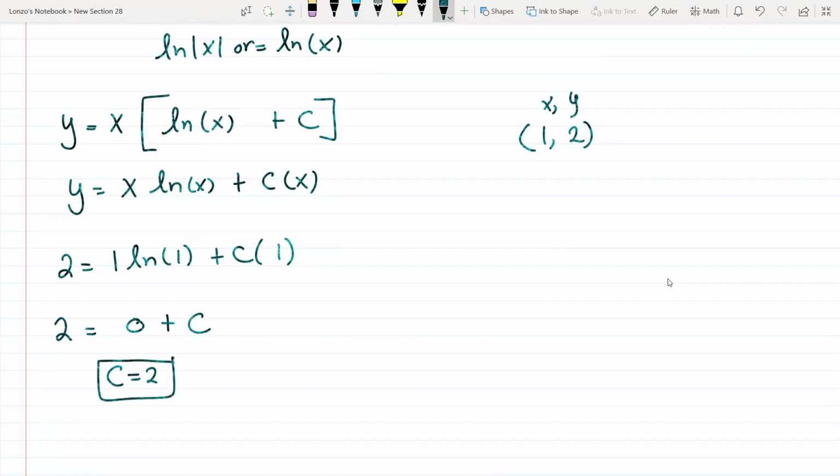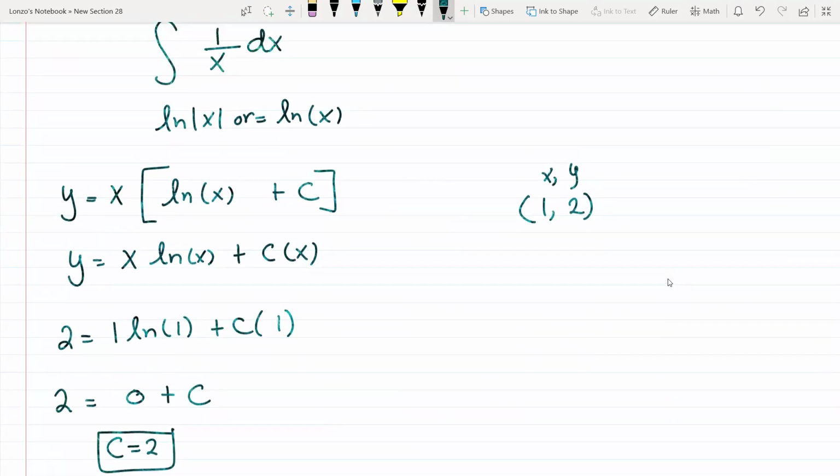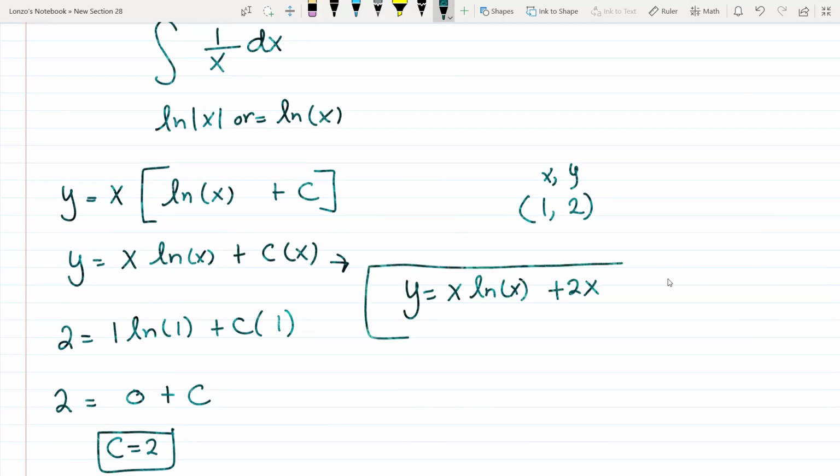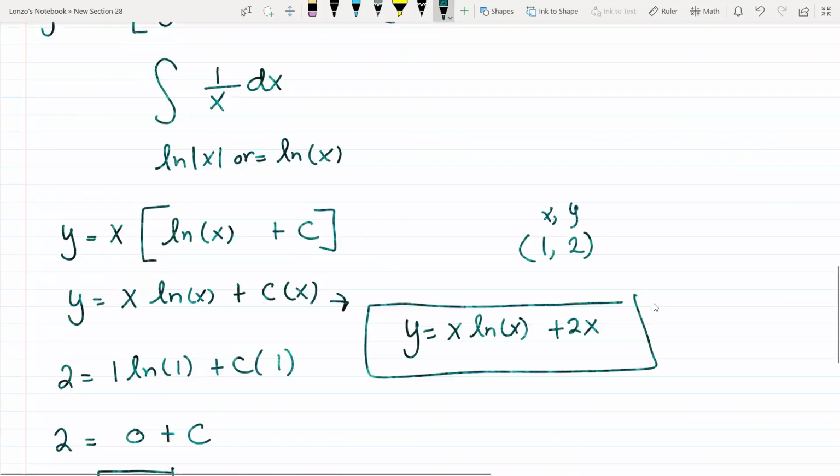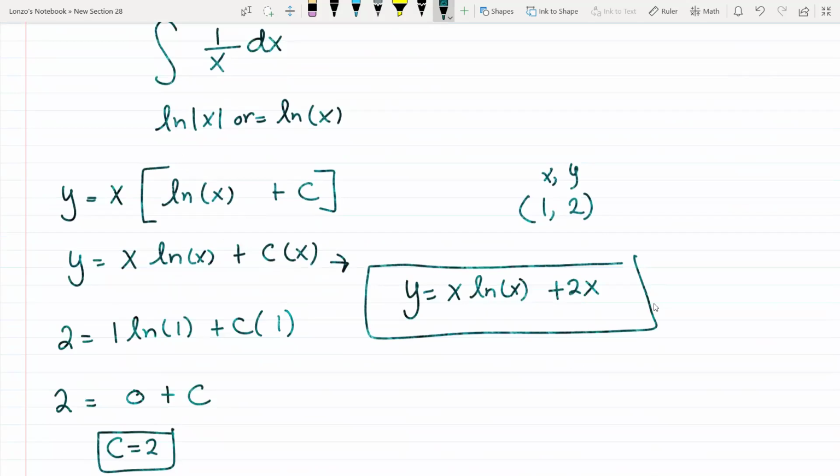Now we can put it in our final equation. So our final equation is this, but now you can put in the c value. Your final equation is y equals x ln of x, and then your c is 2, so it's plus 2 times x. Okay, so that is your final equation for this linear differential equation. That wraps it up for this quiz.